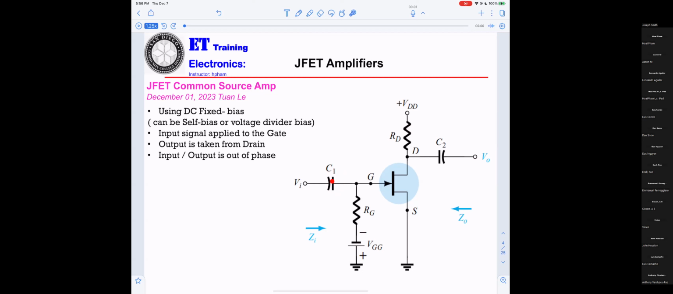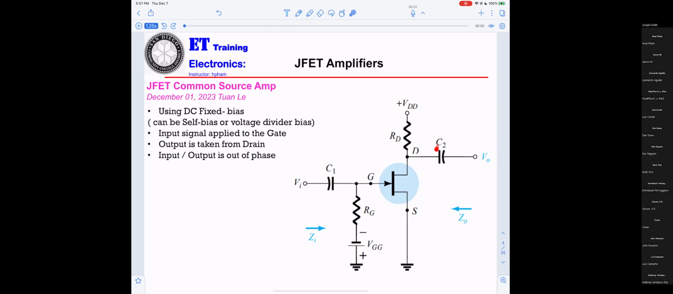DC blocking or AC coupling. That will tell you at the input, that means signal here. Okay, the AC they get to go. However, any DC from the input will be blocked by C1. That's why C1 is the same thing like bipolar: DC blocking, AC coupling.